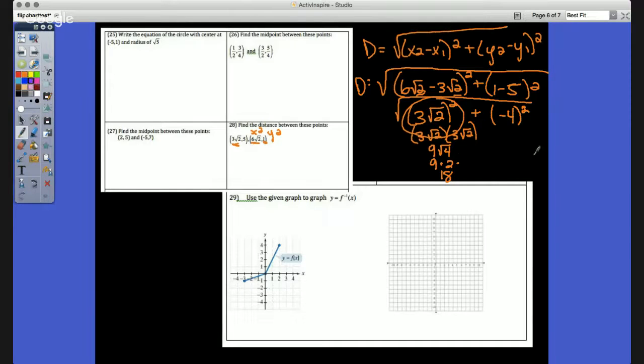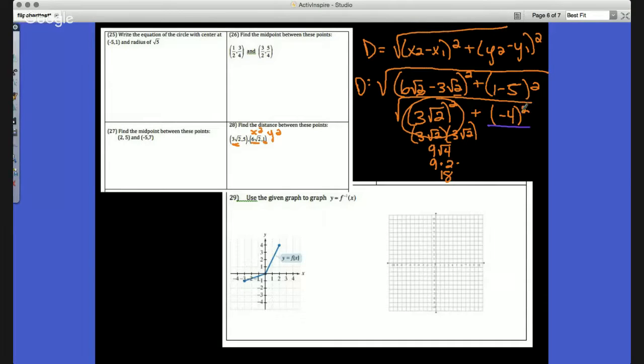On the inside, because this is in parentheses, negative 4 squared would be 16. Therefore, we add 16 and 18 together to equal a total of 34. Remember, we're still in a square root. So now this is where we can use our calculator for this part.